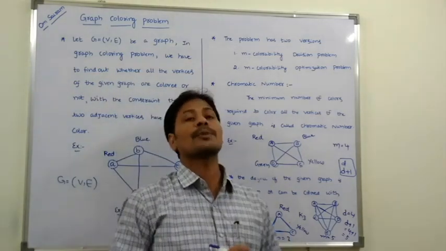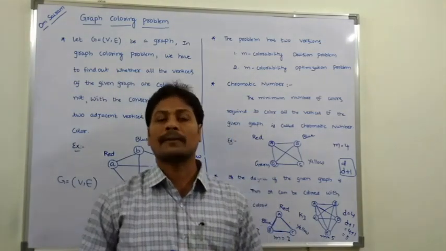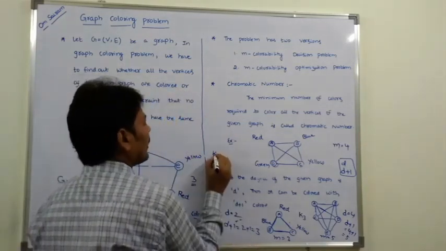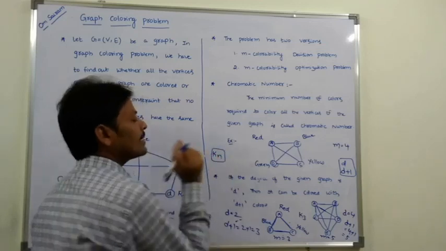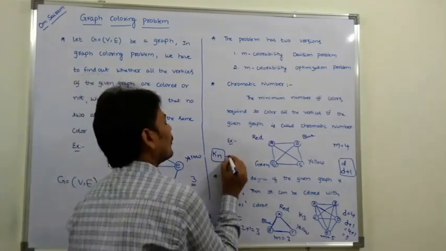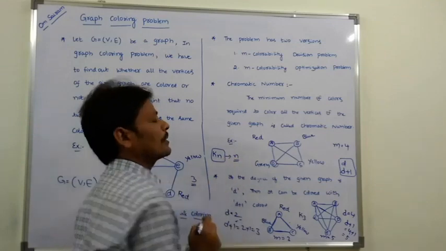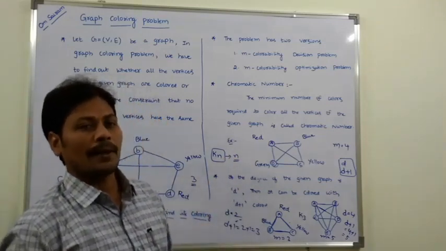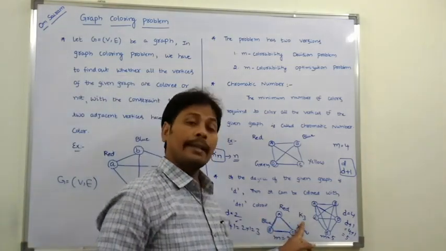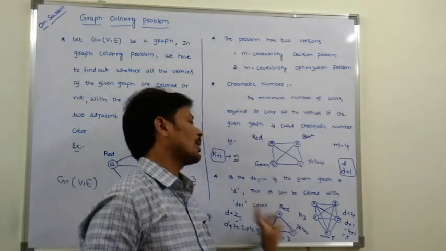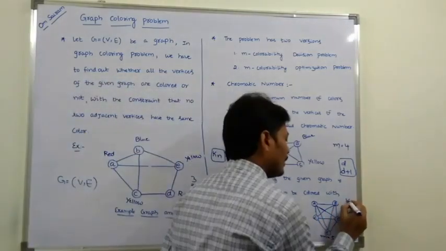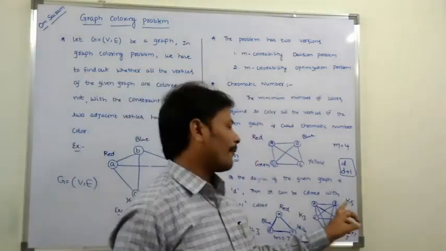So how many colors are used to color all the vertices of the given graph? A complete graph can be denoted by Kn, where n is the number of vertices in the complete graph. So for the given graph, we require n colors to color all the vertices. Suppose we consider this graph, it is a K3. How many colors are used to color all the vertices of the given graph? 3 colors. And this is K5. K5 consists of 5 vertices.